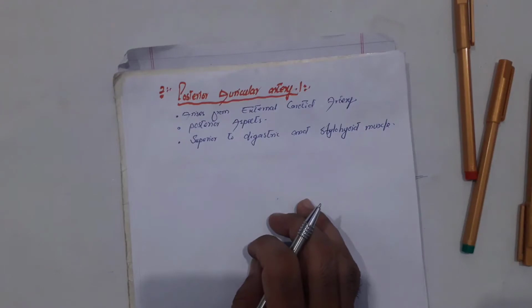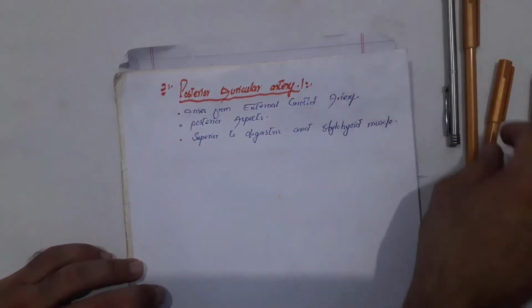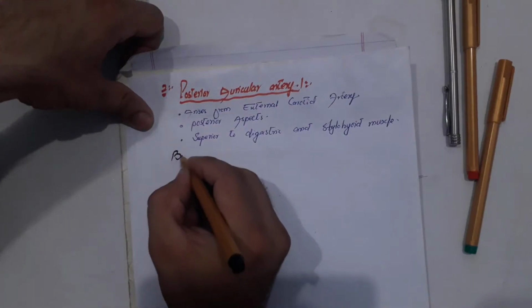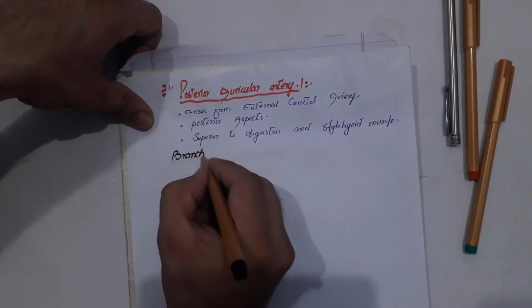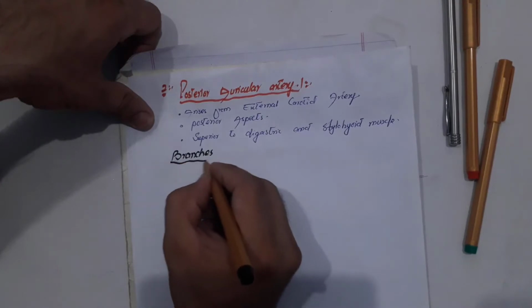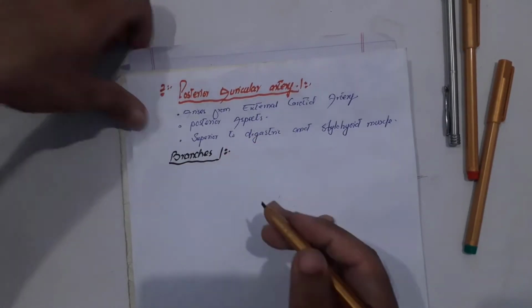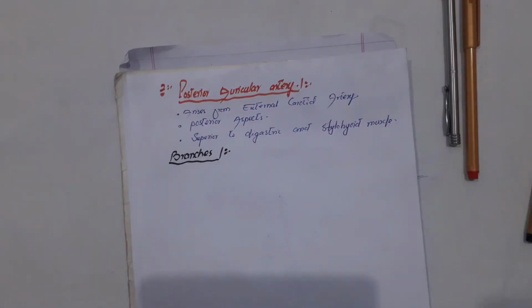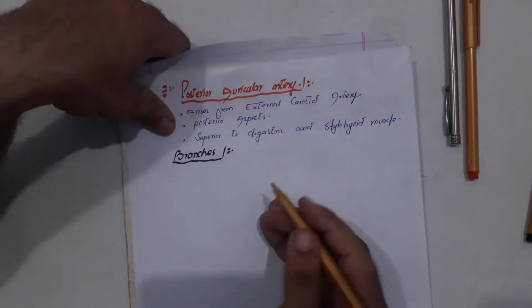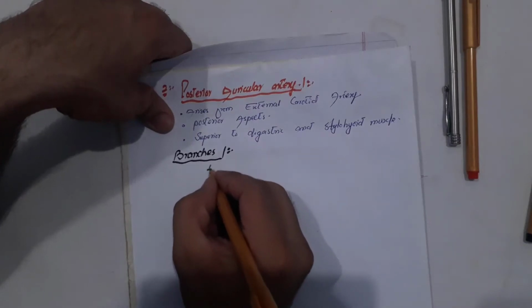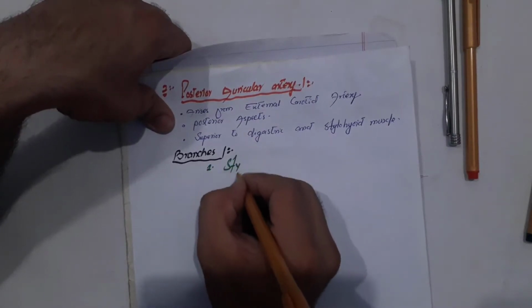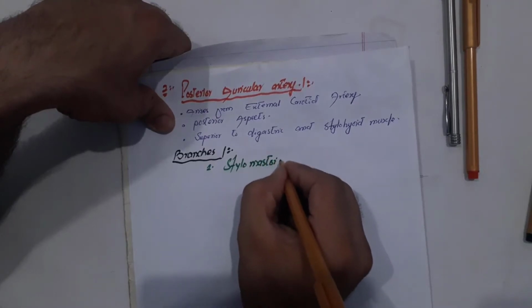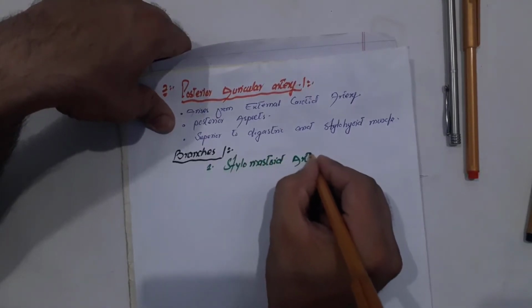Clear, friends? Now let's discuss the branches of this artery. What are the branches of the posterior auricular artery? The first branch which arises from this posterior auricular artery is the stylomastoid artery.